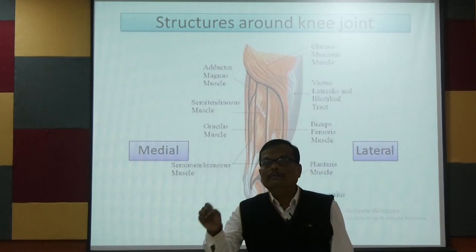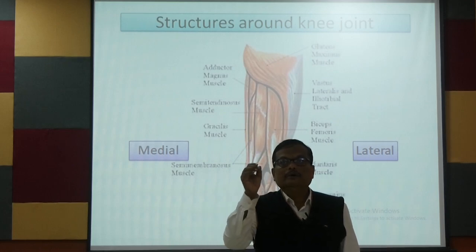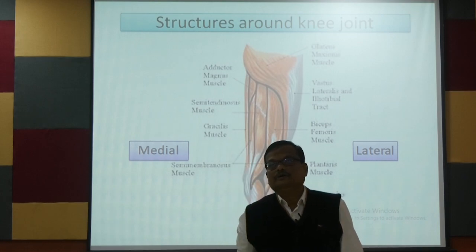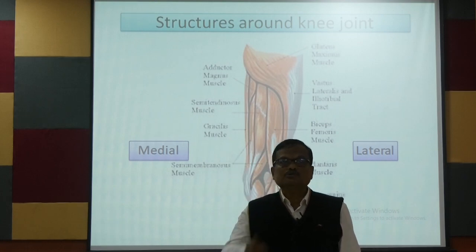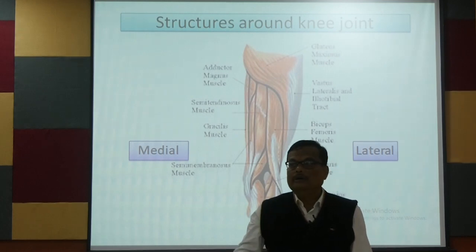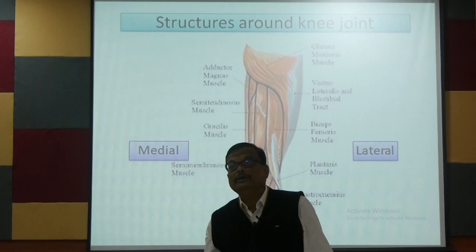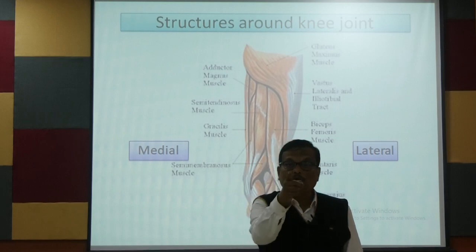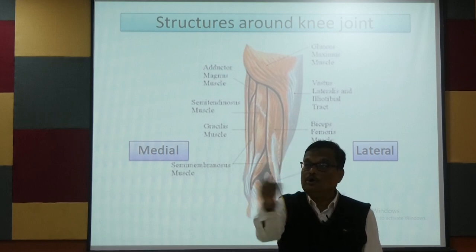Origin, all must be originated from the ischial tuberosity. Insertion, beyond the knee joint. Any bone of the leg, might be in tibia, might be in the fibula, not in the femur. Insertion should not be in the femur.